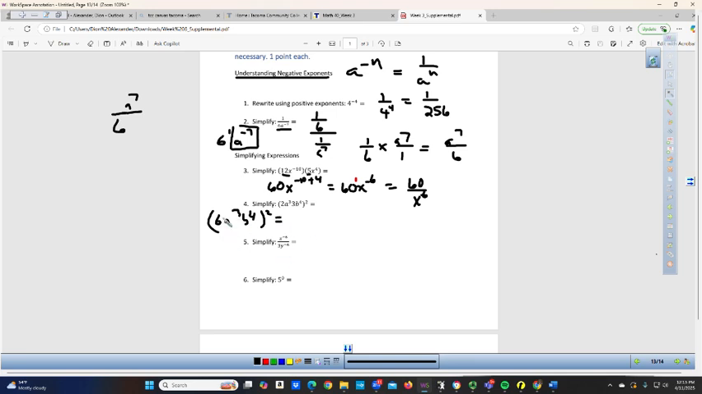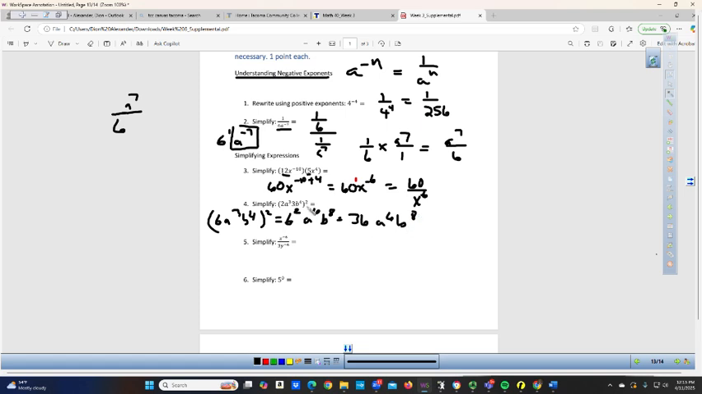So 6 to the first raised to the second is just 6 to the 1 times 2, which is 6 to the second. A to the third times the second power, because we're raising a power to a power, is just going to be a to the 6. And b to the fourth to the power of 2 is going to be b to the 4 times 2, which is 8. Then I just simplify 6 to the second power, which is 36, a to the 6, b to the 8th, right?